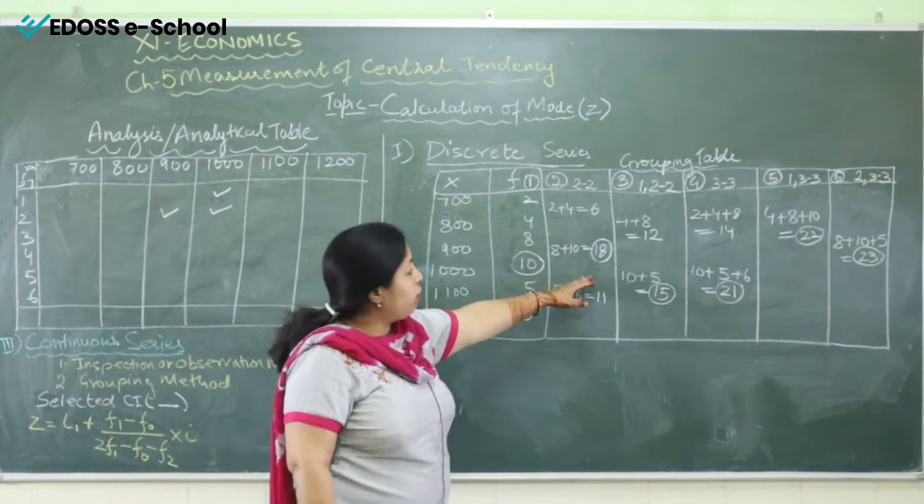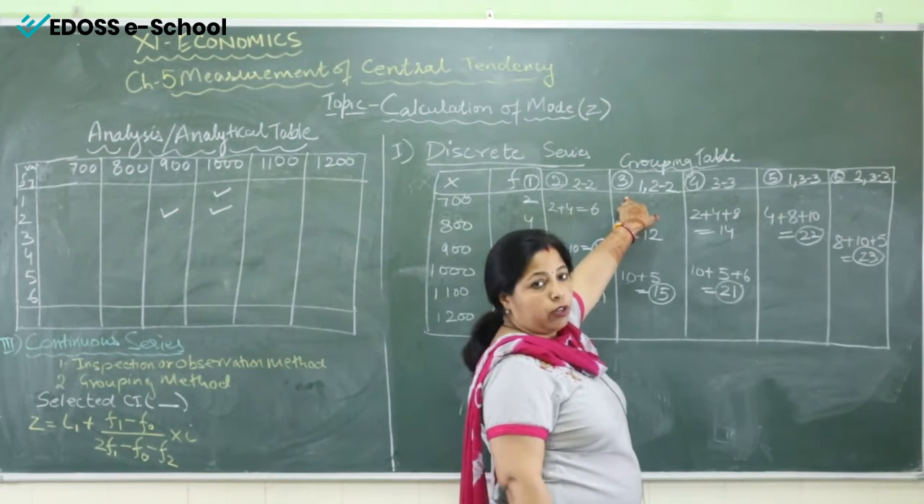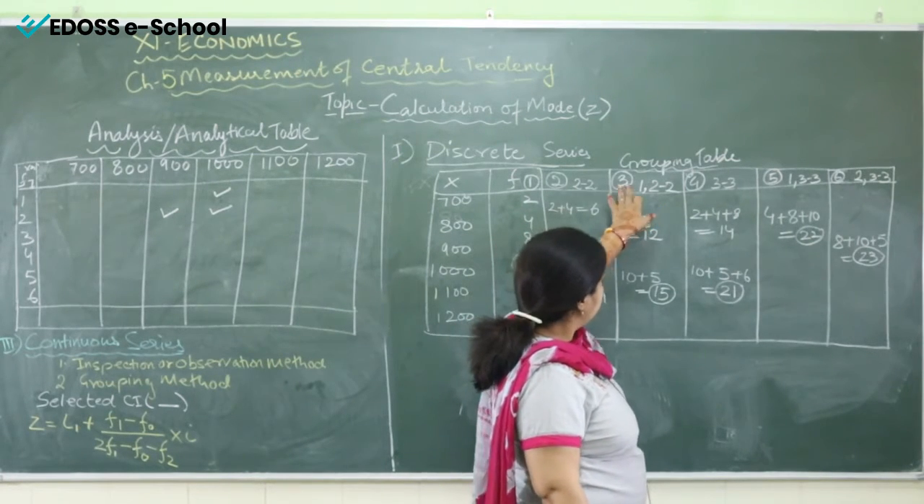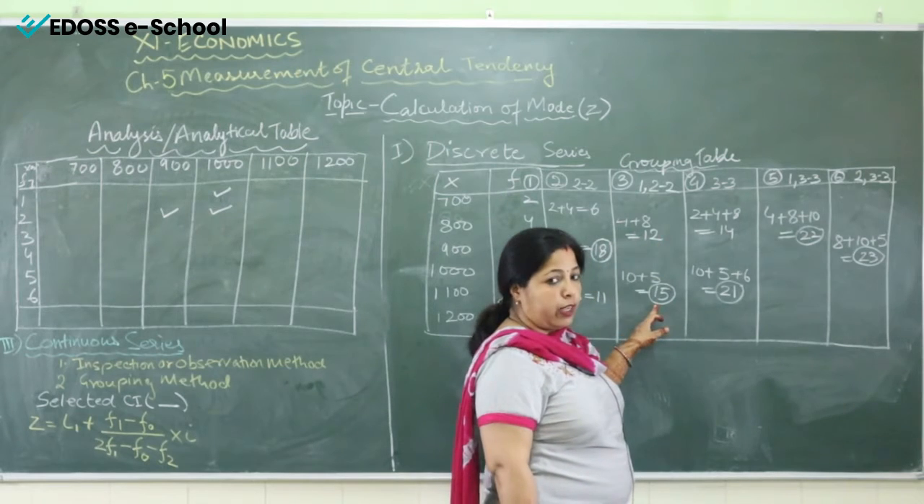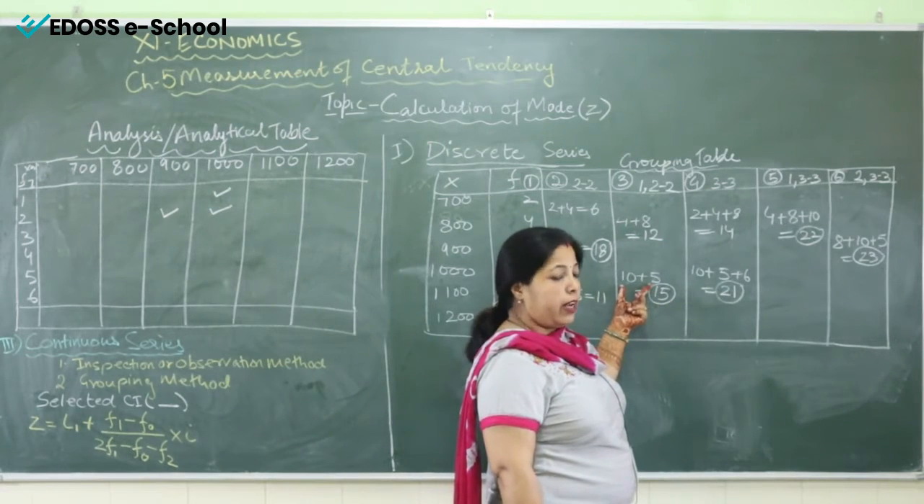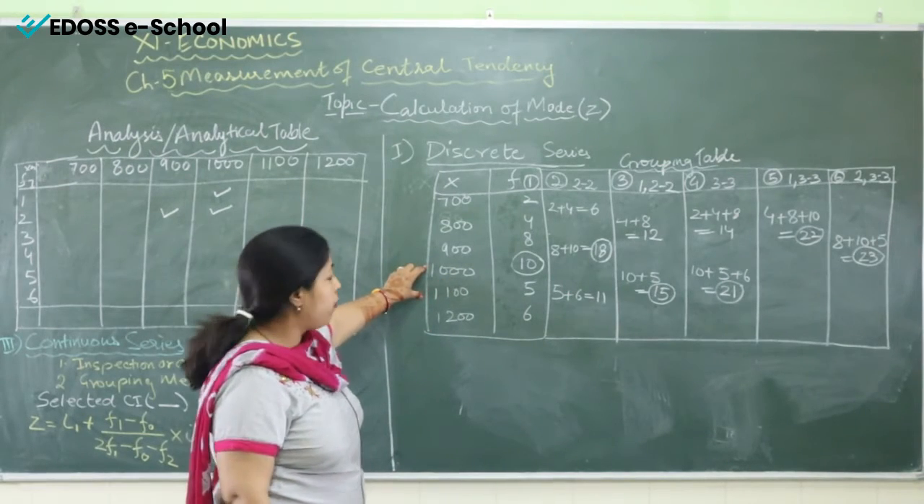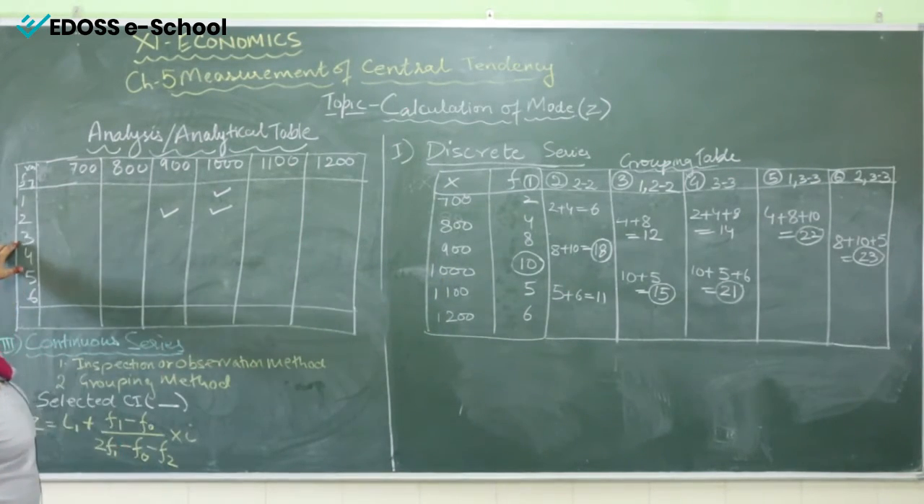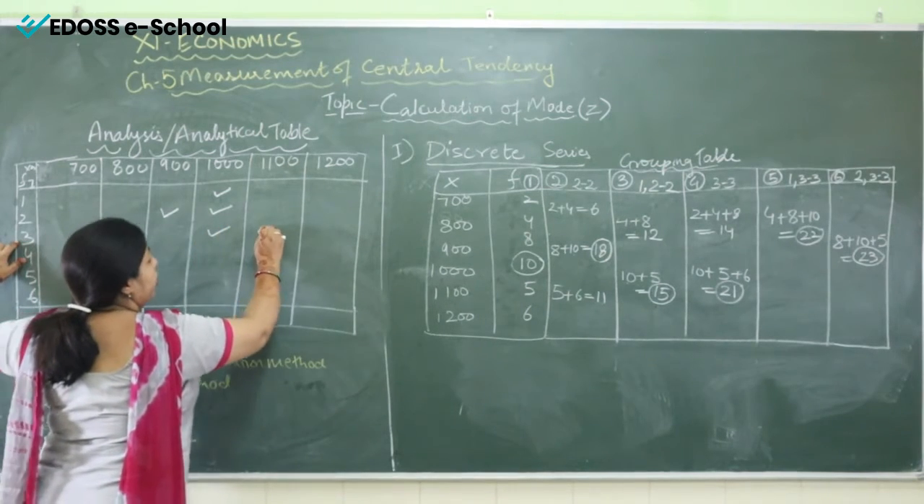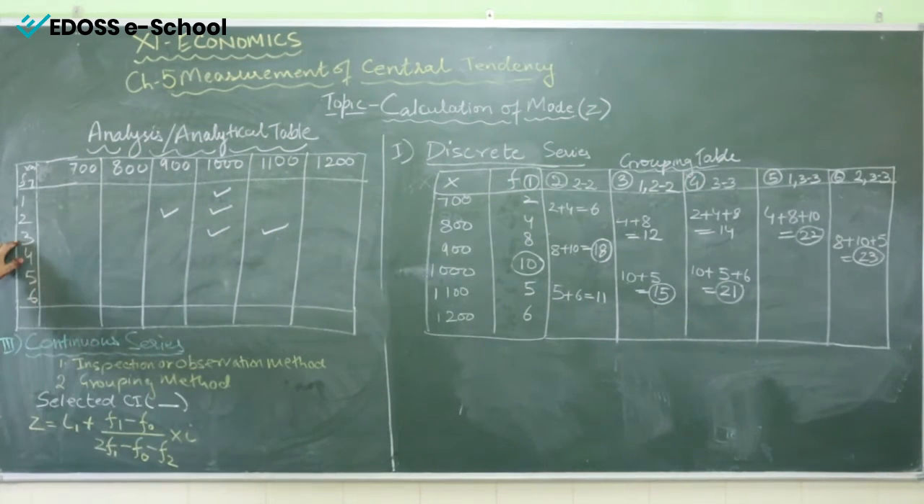Next step, what we are going to do is take the third column, and in the third column, we have the circle number 15. It is the total of 10 and 5. तो 10 and 5 किसके सामने है? 1000 and 1100 के. तो हम क्या करेंगे? थर्ड कॉलम में 1000 और 1100 के सामने टिक लगा देंगे.